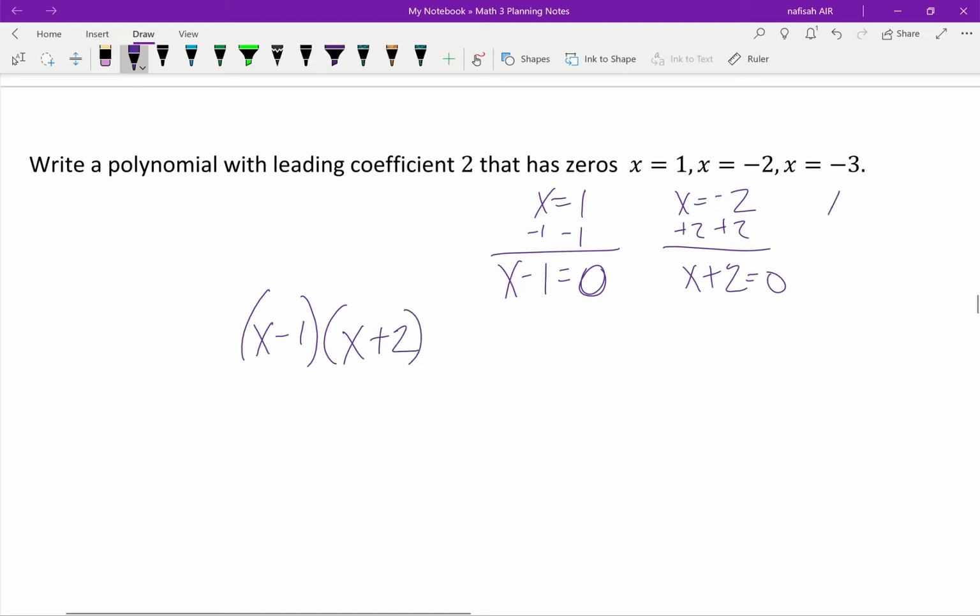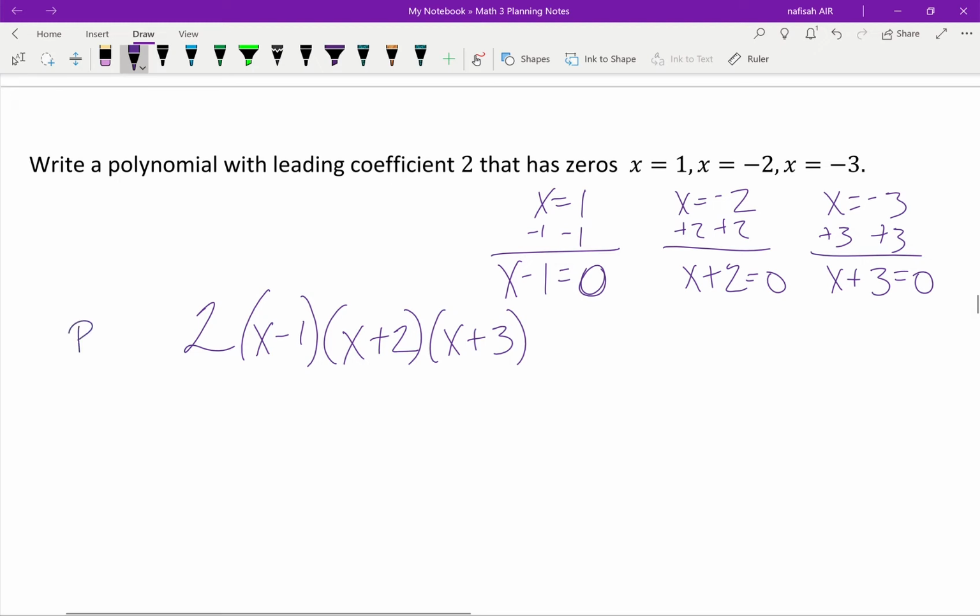Same thing for the very last zero that they told me about. I'll add 3 to both sides using opposite operation, and I'll get that x plus 3 is a factor. I can't forget that they told me that the leading coefficient has to be a 2. So that means that I'll have to put a 2 out here in the front in order for the leading coefficient to be a 2.